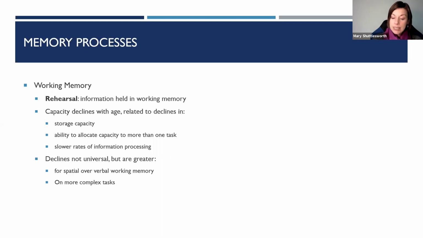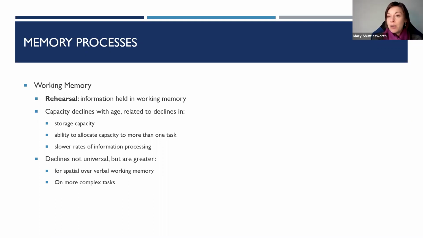So working memory does decline with age. However, the declines are not universal. Meaning that for certain individuals, we will see individual differences in how working memory changes with age. We do tend to see that for spatial memories, the declines are typically greater, right? So greater for spatial memories.